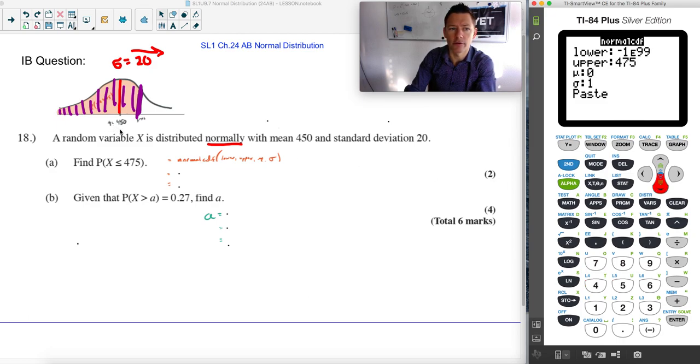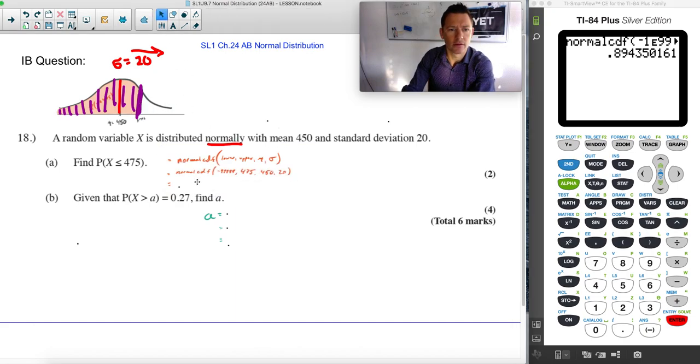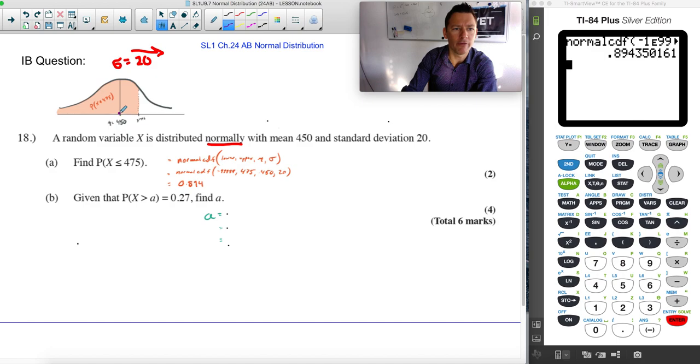The mean is no longer 0, it's 450. And standard deviation, they told us was 20, right? Paste, paste, boom. So 90%, right? 89.4%. Make sure that's 89.4%. Does that look about right? Well, yeah, it's got to be above 50. Here's 50%, so all of this is going to be 50. And you're going to have a more than 50. So as far as we can tell, sounds good, right?